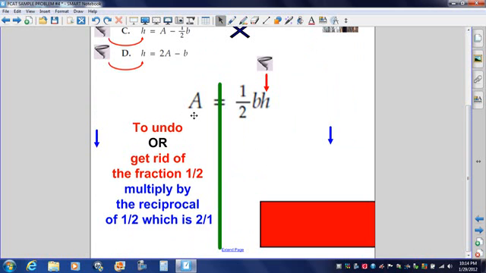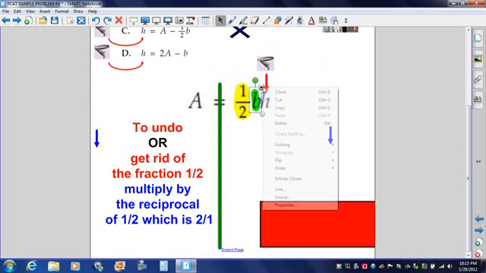So we have our equation A equals 1/2 BH. The first thing we're going to do is undo or get rid of this fraction 1/2. Why? Because we're going to have to move the fraction 1/2 and this variable B away from the tornado. Remember, the tornado can bounce back and forth on this side, but it cannot go across this imaginary line. A is protected. So let's undo or get rid of that fraction first.